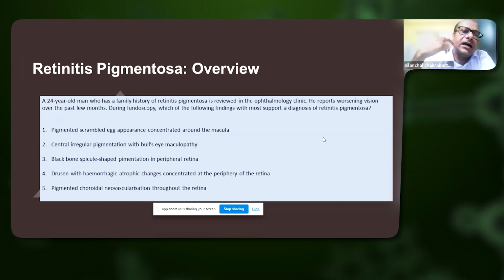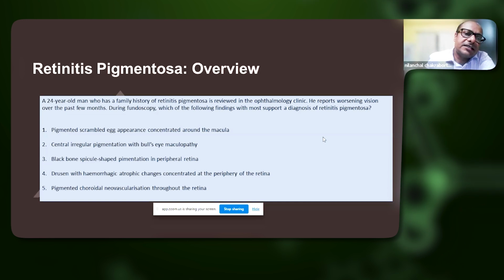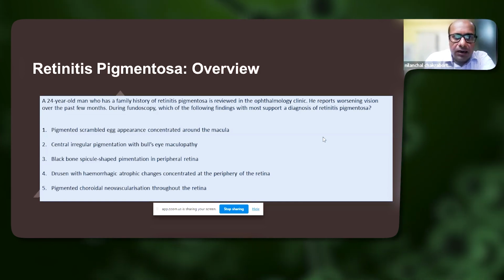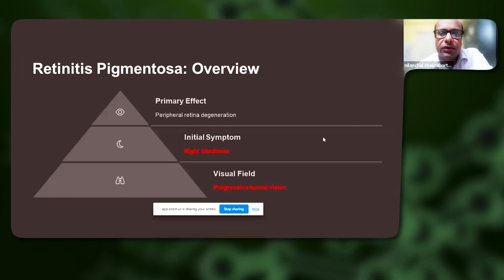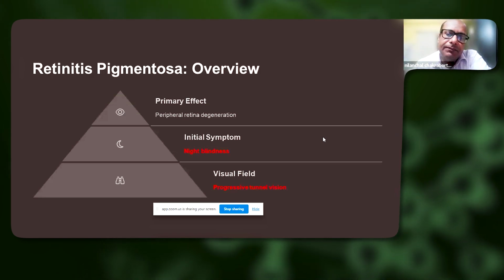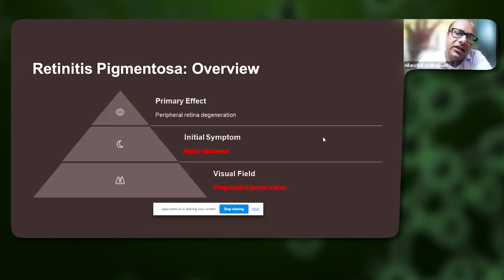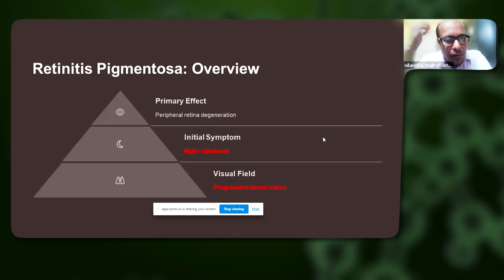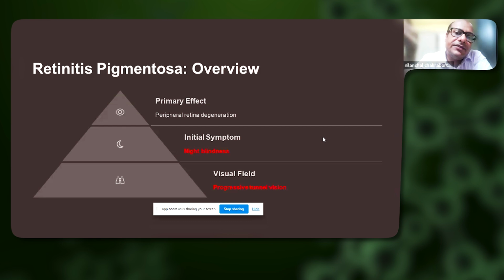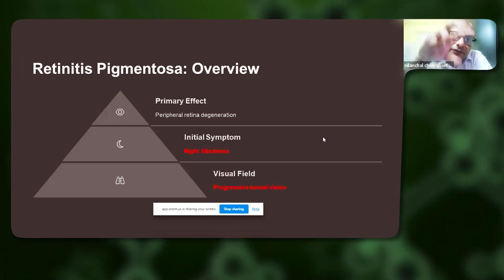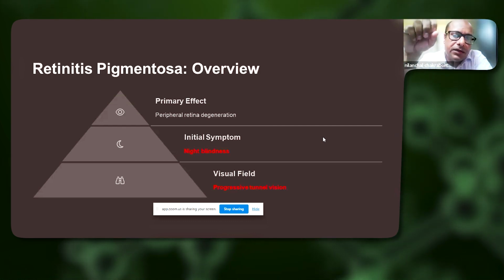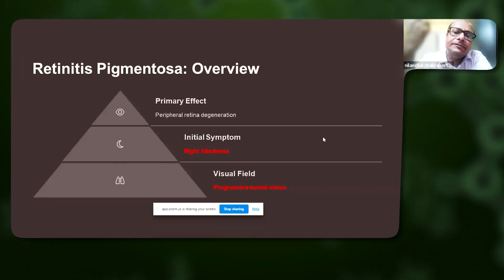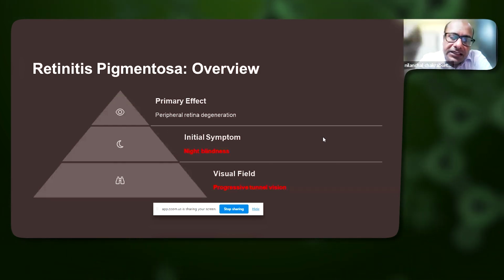So if the clinical feature shows bony spicules, then it is probably pathognomonic. So night blindness and progressive tunnel vision. So the periphery of the vision is getting affected, while the central vision will ultimately be preserved in a person who has a family history. So peripheral retinal degeneration is occurring. In low light the pupil is dilated, so the night vision is more affected.